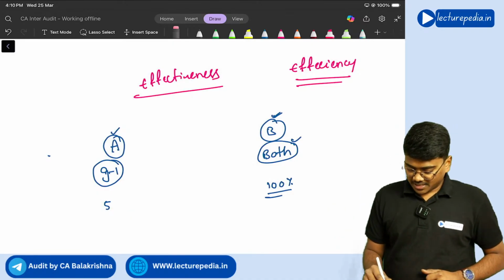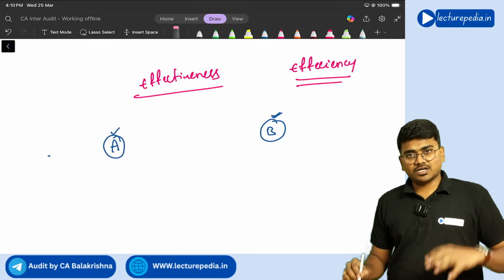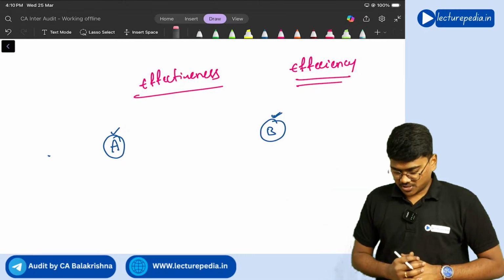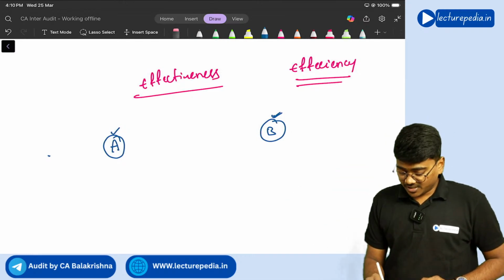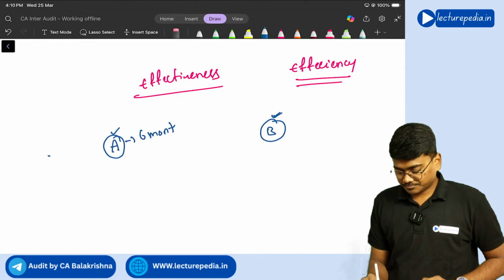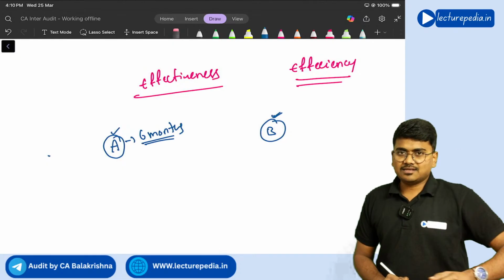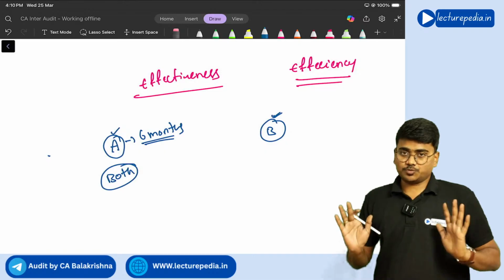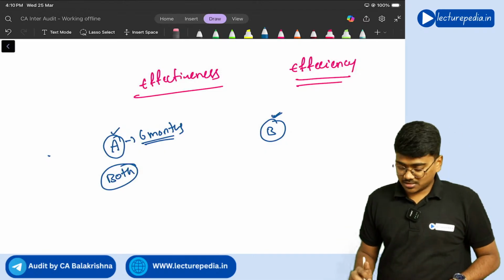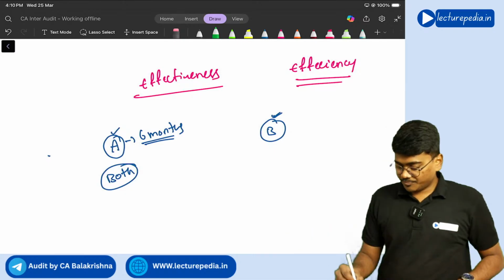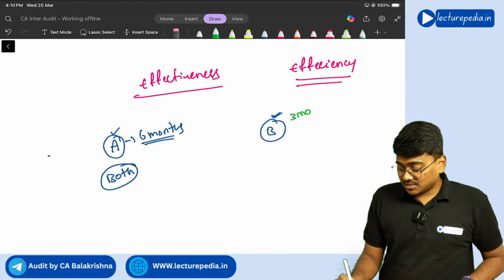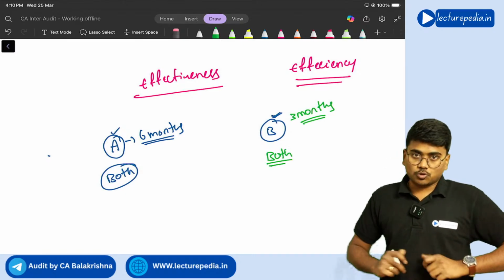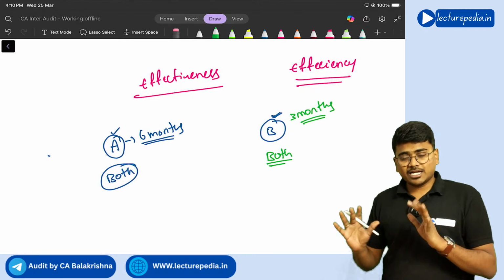So Mr. A and Mr. B both are preparing for CA intermediate examinations. Their target is to clear both the groups. Mr. A studied for 6 months and he appeared for the examinations. He cleared both the groups. So he is effective. He is 100% effective, right? Whereas Mr. B studied for 3 months only and he also cleared both the groups. So Mr. B is also 100% effective.